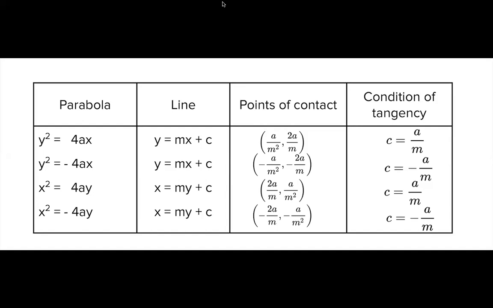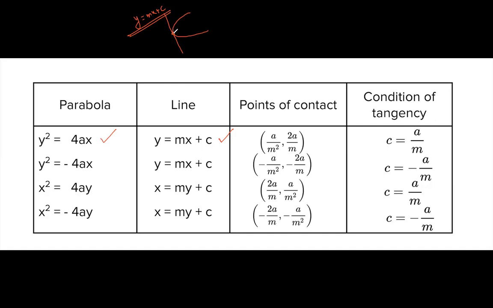Now see, if a parabola and a line are there, we look at the condition for tangency and the point of contact. Let's say this is a random parabola and a line is touching it. This is called the point of contact, and this is the condition for tangency. If the parabola is y square equals 4ax, the line is y equals mx plus c. The line equation is always taken as y equals mx plus c, the slope intercept form.